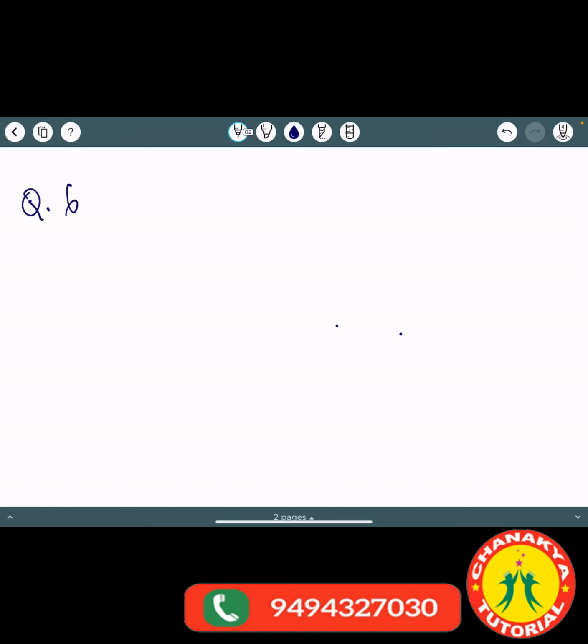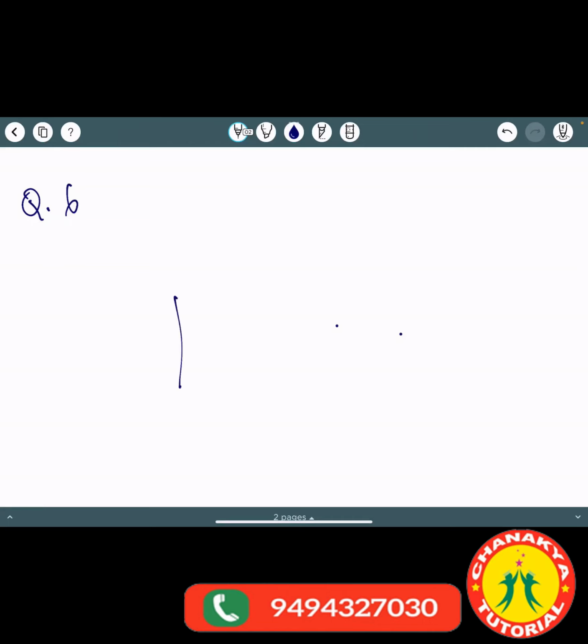What it says: two blocks A and B of masses 1 kg, A is 1 kg, B is 3 kg, are kept on a table as shown in the figure. The coefficient of friction between A and B is 0.2, and between B and the surface of the table is also 0.2. The maximum force F that can be applied on B horizontally so that the block A does not slide over the block B is.